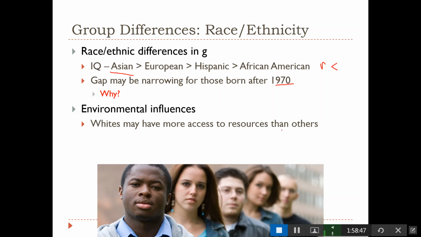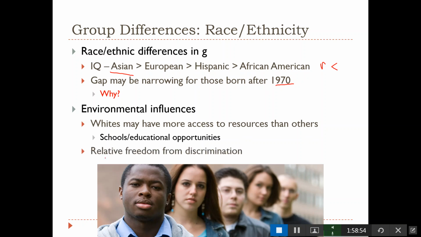So I've kind of already said some things, right? Whites may have had more access to resources than others, like schools and educational opportunities, prior to the 70s or even before that, right? And again, relatively free from discrimination. I'm not saying whites aren't discriminated against now, especially poor individuals tend to be discriminated against, but relatively free from the discrimination that people were experiencing or putting forth towards African Americans, Hispanics, and even Asians. They built the railroads a lot and emigrated from here. And other groups also experience these types of discriminatory actions, right?